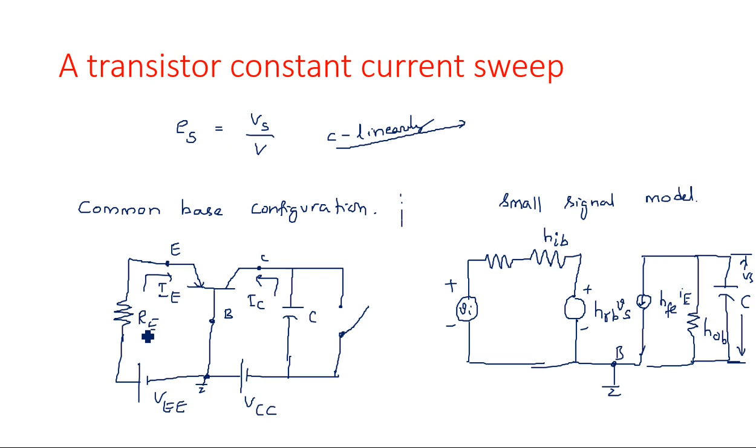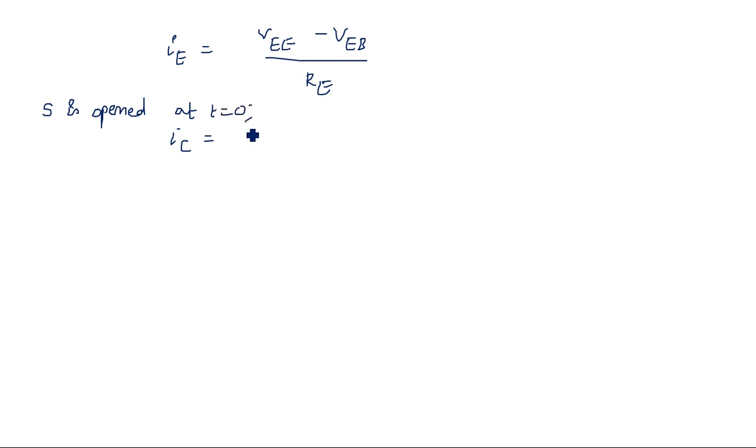IE is the current flowing from VEE through RE into the emitter of this transistor. Here we have the junction voltage VEB, and on the other hand we have VEE. So IE is equal to VEE minus VEB by RE. The switch is opened at t equal to 0, for the capacitor to charge. So IC is equal to HFB into IE.